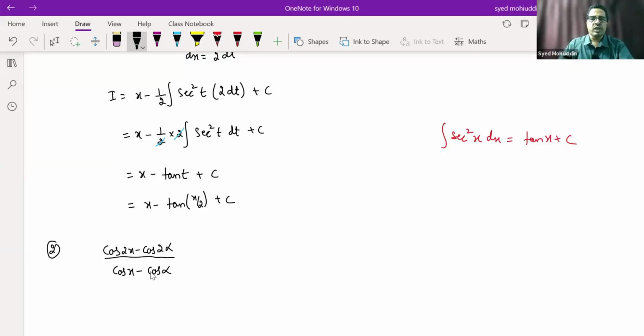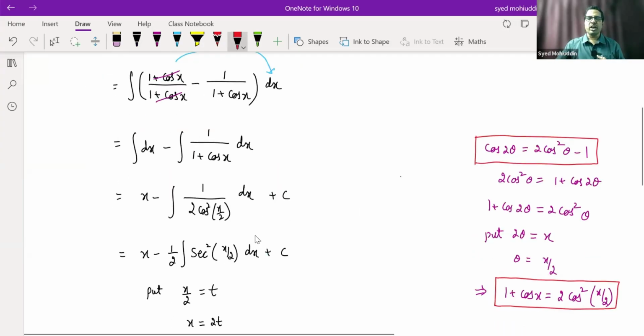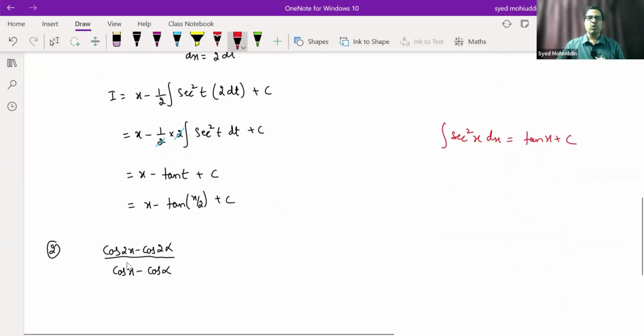So the only difference in the numerator and denominator is that in the numerator you have 2x, in the denominator you have x. In the numerator again you have 2 alpha, in the denominator you have only cos of alpha. So once again you can use the same formula that I have used over here: cos 2 theta is 2 cos square theta minus 1. In place of theta, we are having x, so accordingly we can use the formula.